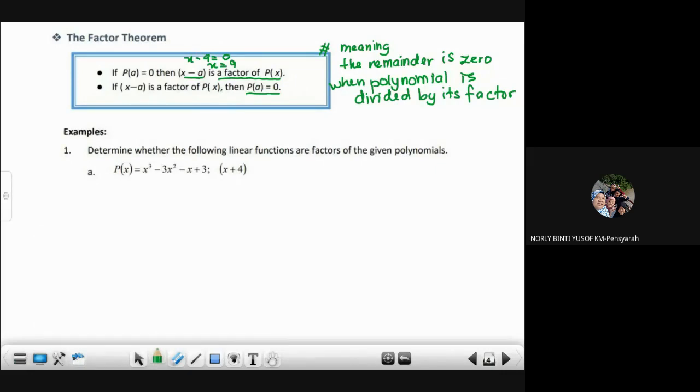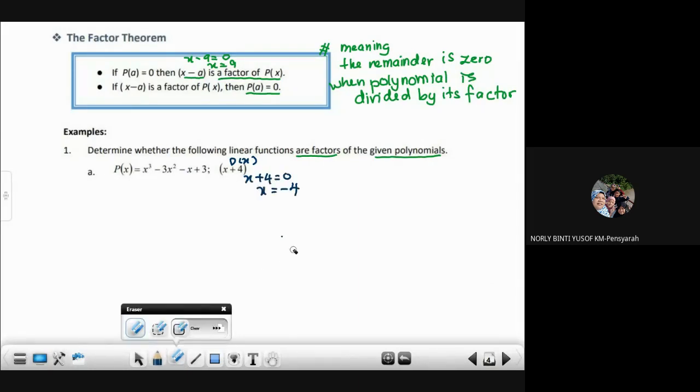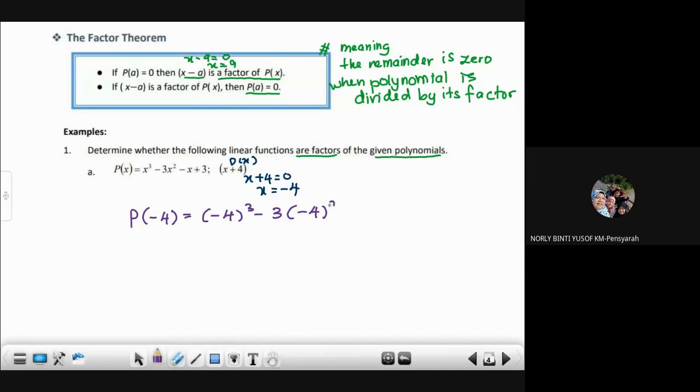Okay, so kita tengok pada example. Determine whether the following linear functions are factors of the given polynomial. So dia bagi polynomial, dia bagi, ini adalah sebenarnya divisor. Ini divisor x plus 4. So divisor dia kalau you samakan dengan kosong, you akan dapat negative 4. So kita pun carilah, masih guna remainder theorem. So P(-4), sub inside the polynomial, (-4) power of 3 minus 3(-4) squared minus 4 plus 3. Nanti you kira pakai calculator, you sub, you dapat negative 100.5.